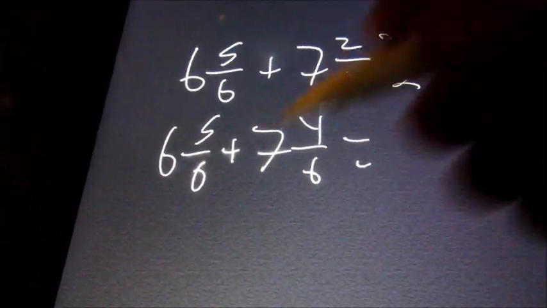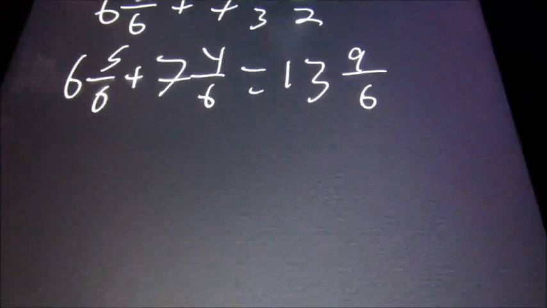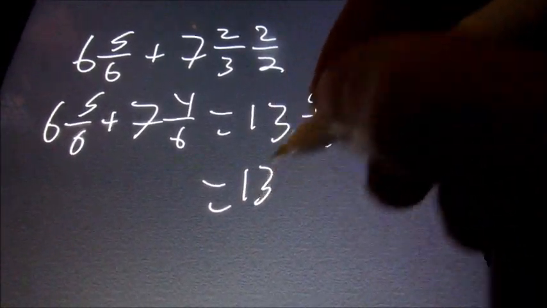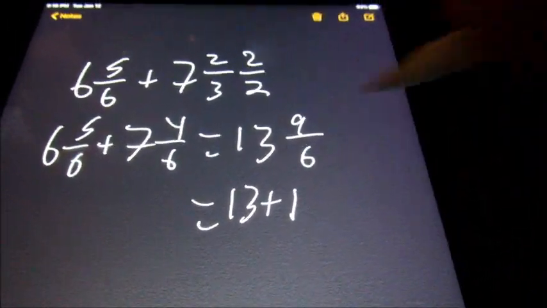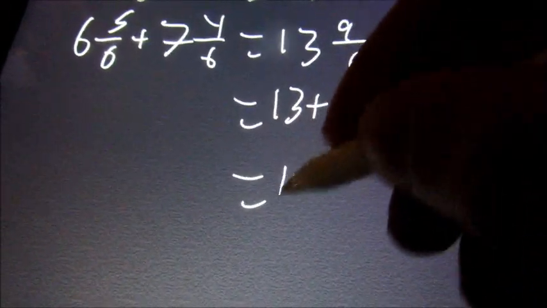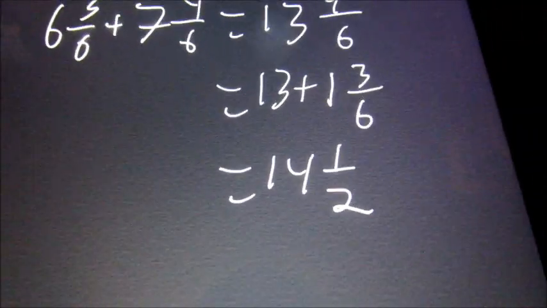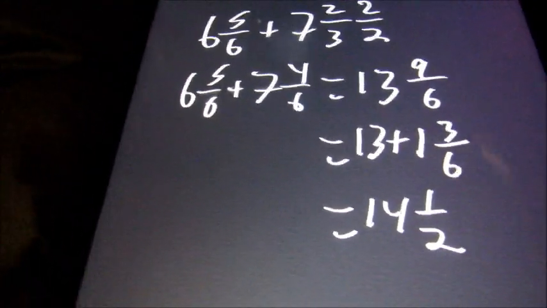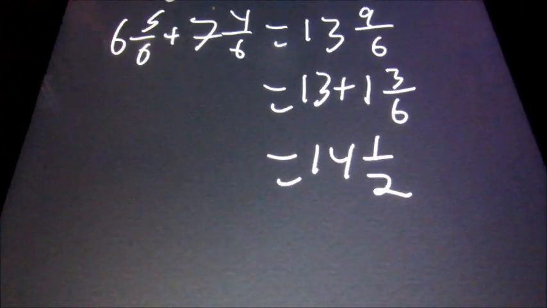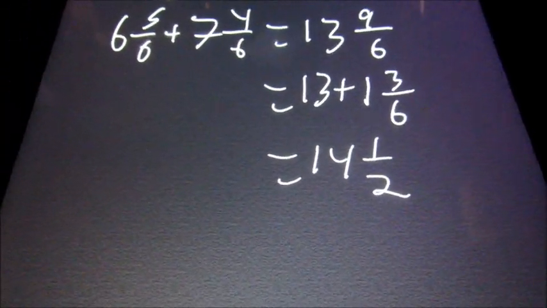So now I can add the 6 and 7 and get 13, 5 and 4 and get 9, keep the 6. Now I have to turn this into a mixed number, so I'm going to have a 13 plus 6 will go into 9 one time with 3 over 6 remaining. So I can add the 13 and 1 and get 14 and 1/2. Now again, on this one, you can turn them both into mixed numbers or into improper fractions, and then combine them and then turn them back into a mixed number. However you want to do these is fine.